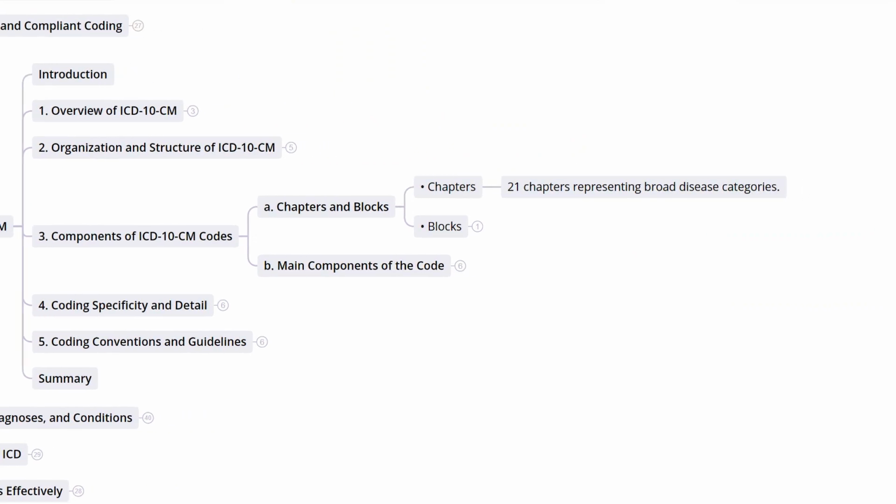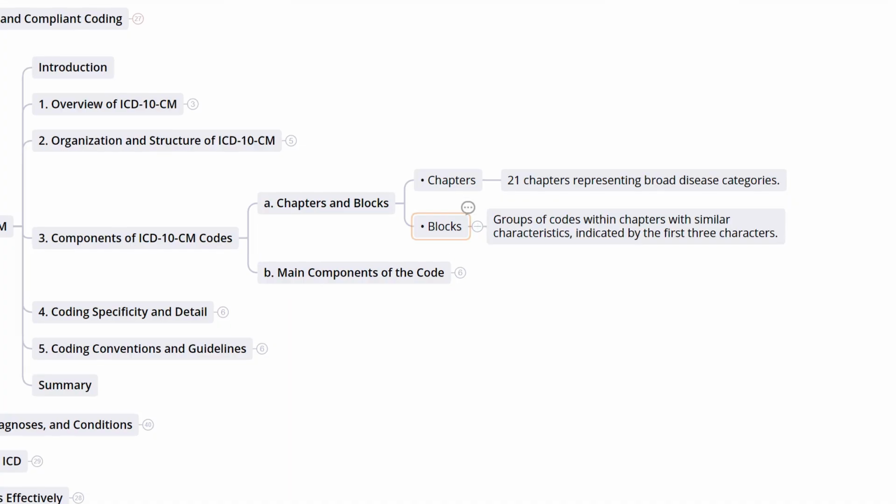Chapters. Chapters represent broad disease categories, and these are 21 chapters. Blocks. These are groups of codes within a chapter with similar characteristics indicated by first three characters.